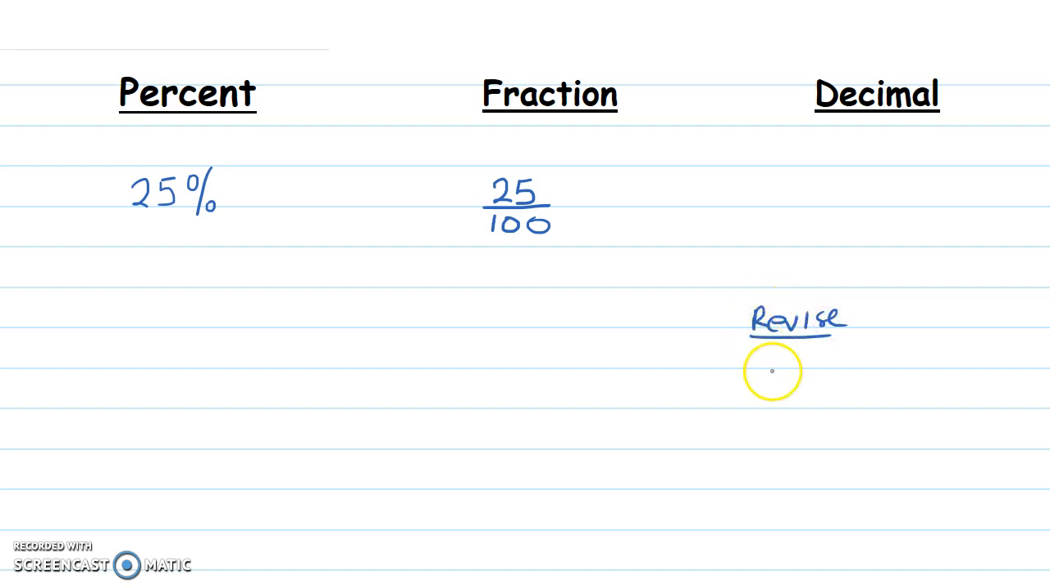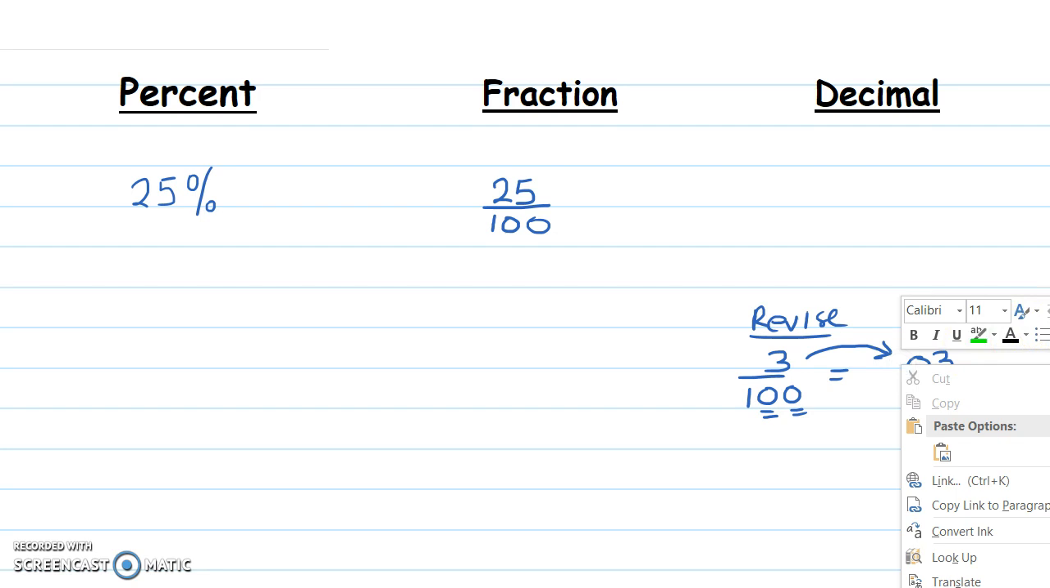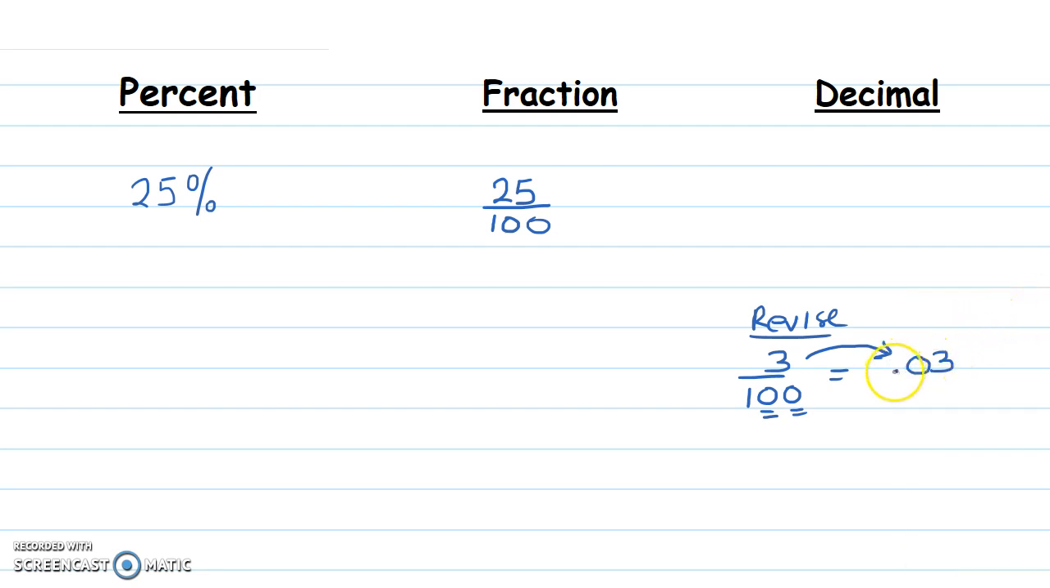If it is 3 over 100, see in the bottom how many zeros are there? 2. So write down the first number as it is, 3, and then put the point after 2 digits. Why 2 digits? Because there are 2 zeros. Let's count from your right hand side: this is 1 and 2, and then you can put the point. So it is 0.03.